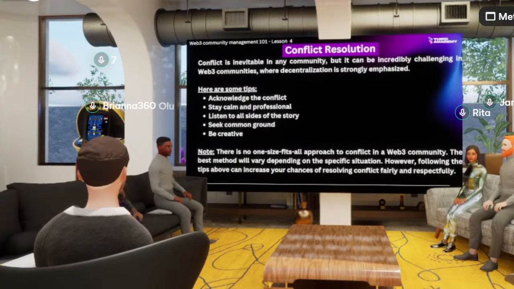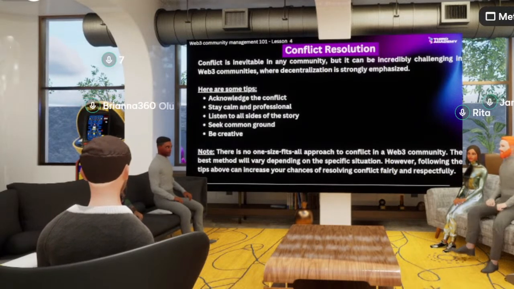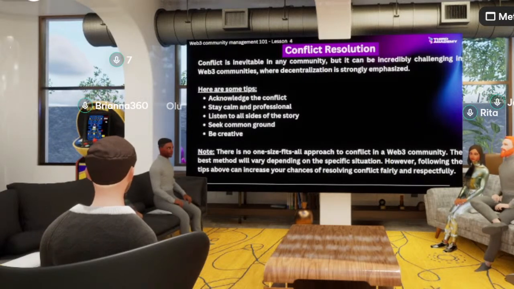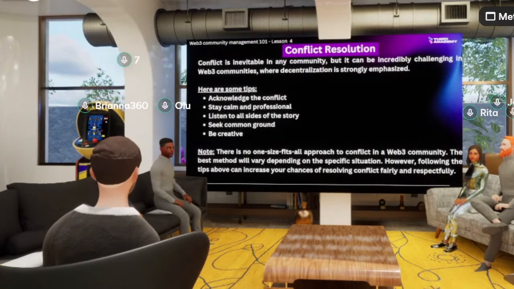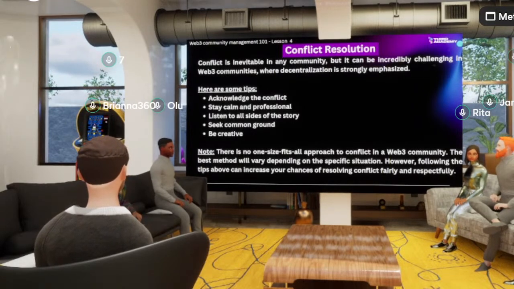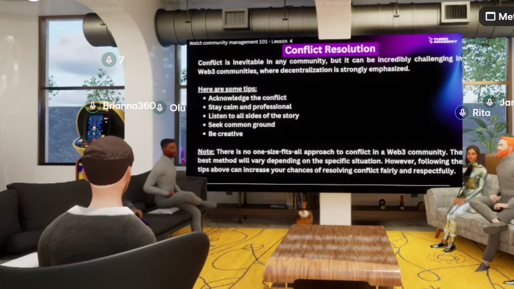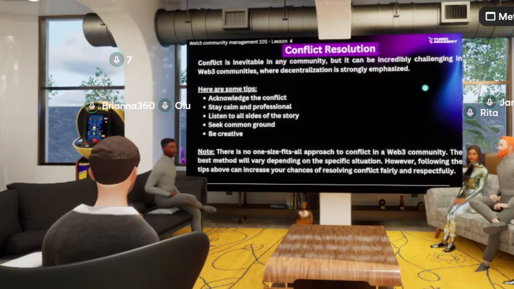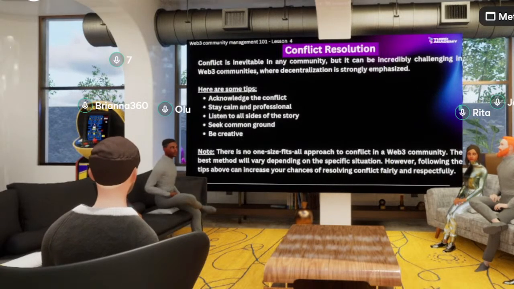And then seek for common ground. Look for areas where the parties involved can agree. This will help you build trust and then create a foundation for resolving the conflict. And finally, you need to be creative. There is no one size fits all approach to resolving conflict in a Web3 community.